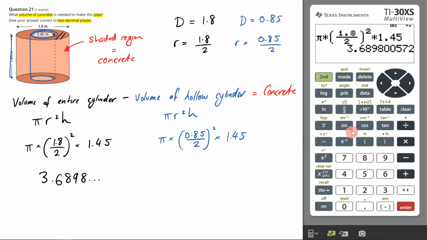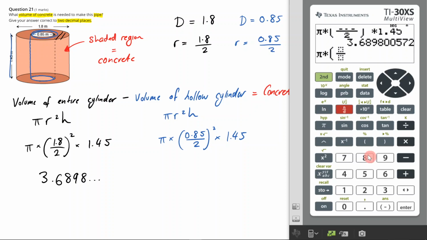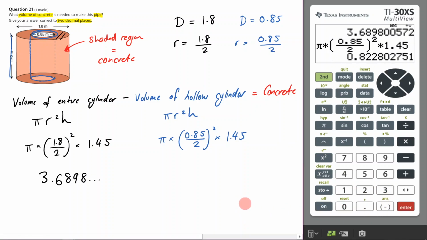Now I'm going to show you a little trick here. Actually, I'll type it out again. Ready? We're going to go pi times open bracket, this button, 0.85 divided by 2, close my brackets, then square it, be careful, times 1.45 is going to be equal to that right there. And remember, I'm going to subtract that from this number here. So this is 0.8228. Now I should be able to get my answer.